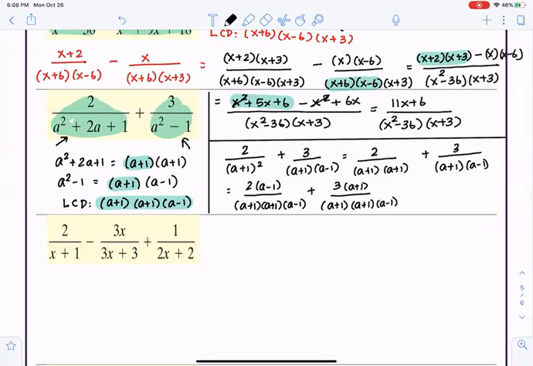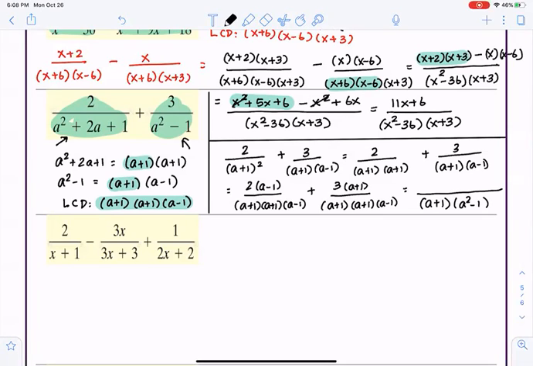So now I have a common denominator, and it doesn't matter how you want to write that, because some people would like to write it as a plus 1 whole squared multiplied by a minus 1. Some would like to write it as a plus 1 multiplied by a squared minus 1. That's just how I like to write it.